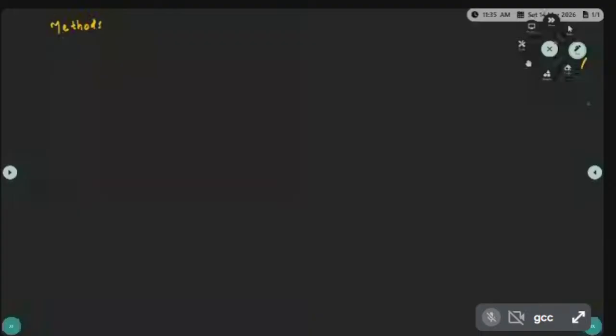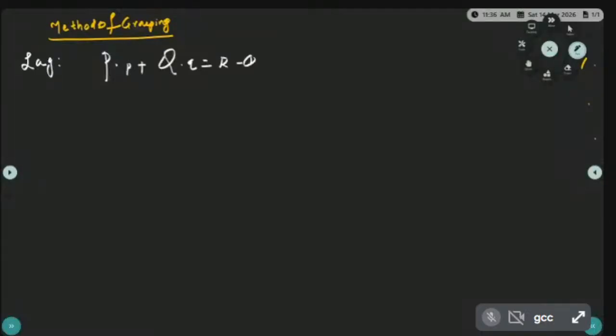Everybody, last benches. What is the Lagrange's equation? P into p plus Q into q equal to R. Nice. Did I write it exactly the same? Any mistake? No. Pp plus Qq equal to R. Simple. Now, you have heard this word many times. What is the word?